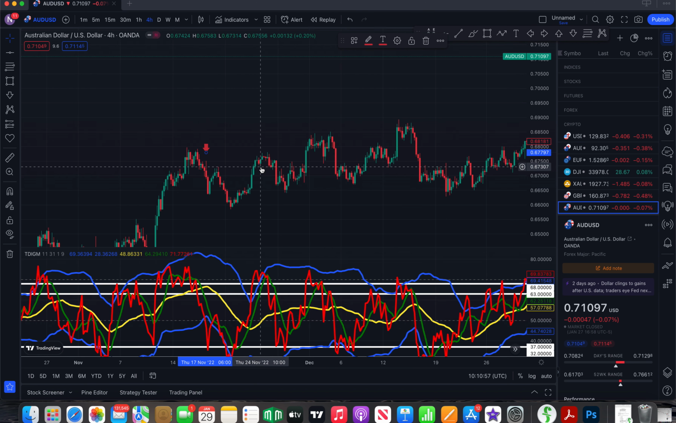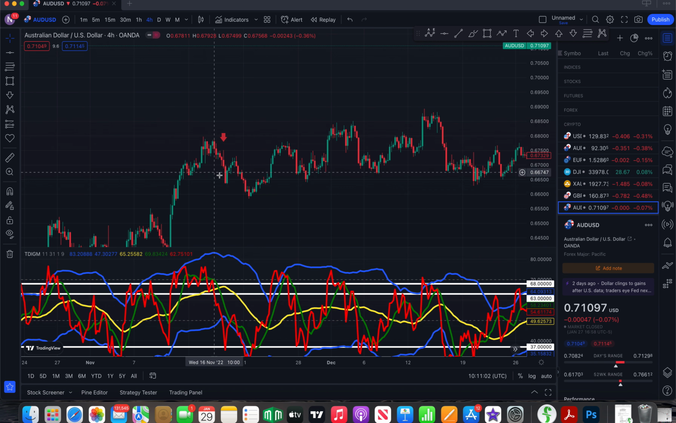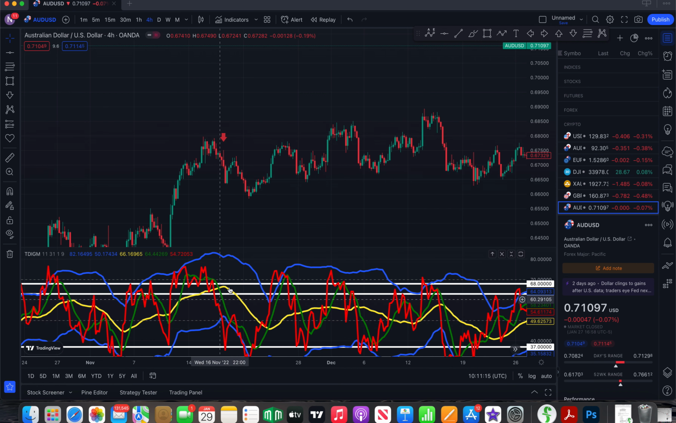This is a good tool to actually use if you know how to use it, and this is why I'm helping you guys. It's a great tool to know that the market is actually truly overbought. The yellow baseline will actually be in between the 63 and 68. There are occasions where it does come out of those lines, and that's when the market is extremely overbought or oversold. But consistently, it stays between those.